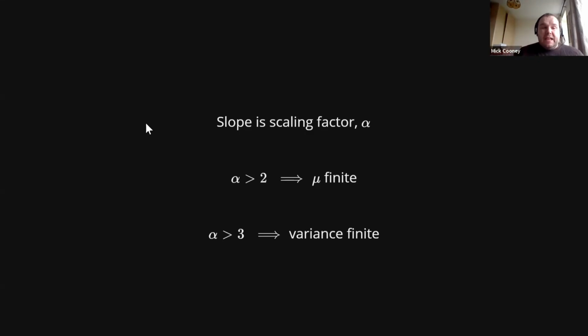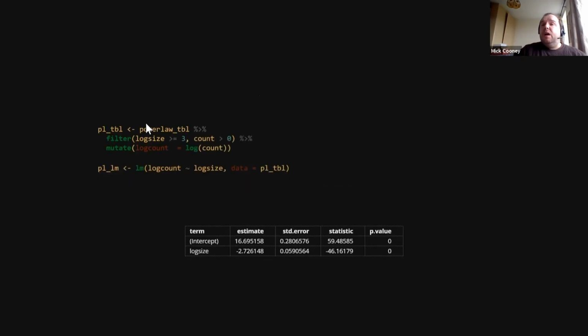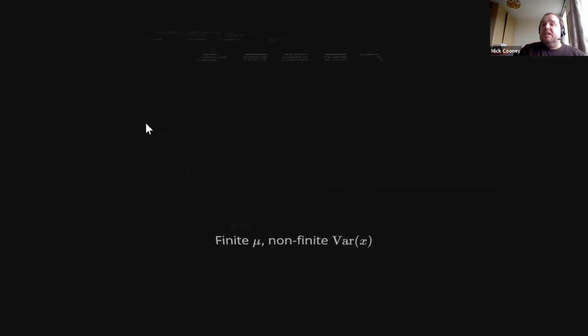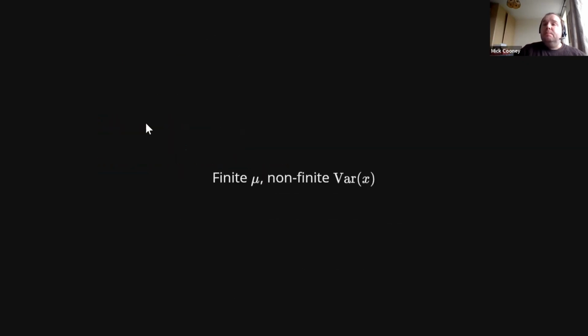So it never really gets a chance to converge on a nice number. It just keeps jumping around because it's doing its thing, and then one completely massive number comes in and blows all the numbers up, and it just never really gets the chance to converge. So in our data, we definitely want finite mu, and when we do the calculation, we can see that we get 2.72. So we have a finite mean, but infinite variance. So that's something to bear in mind.